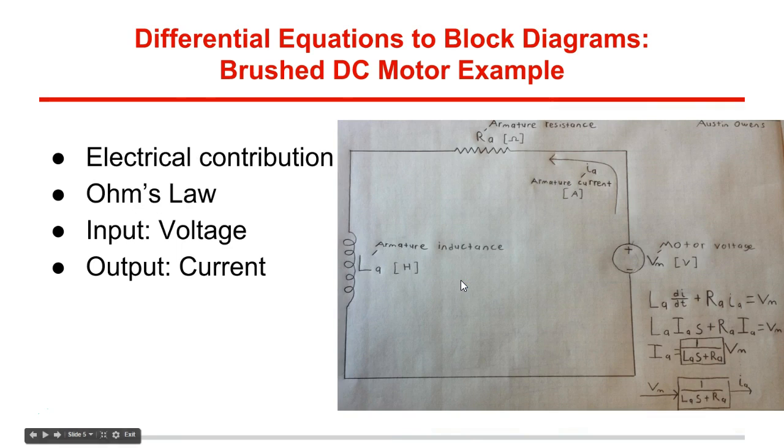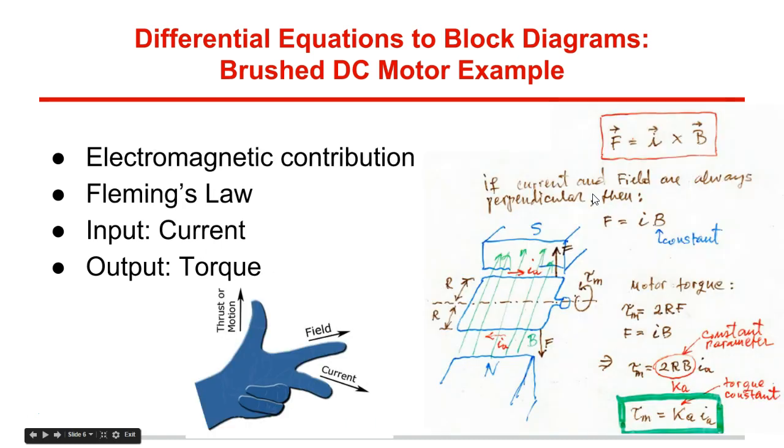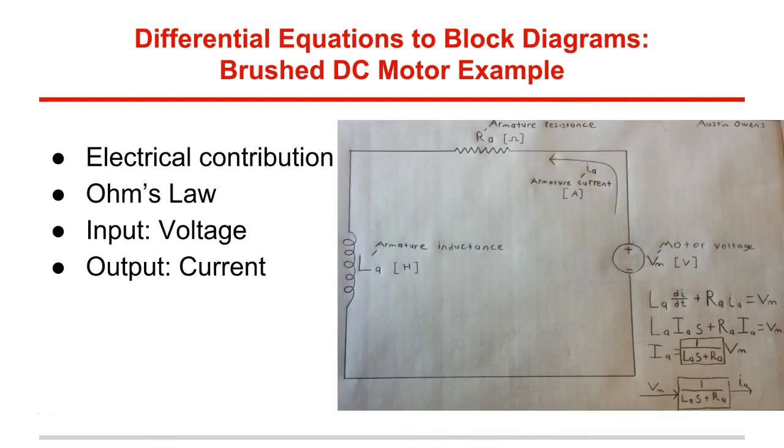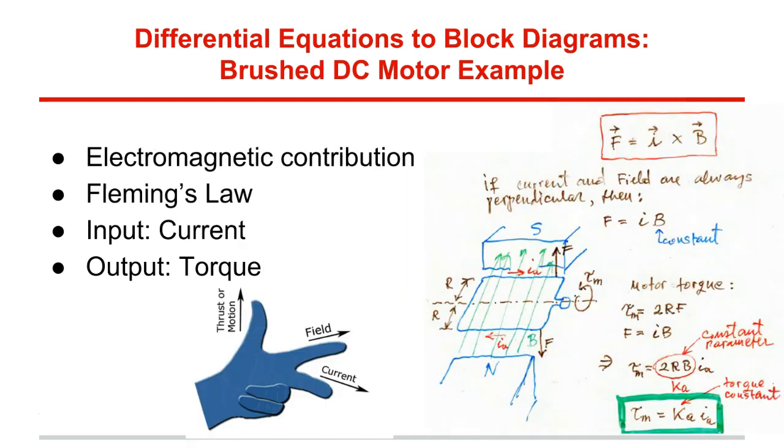We went over the electrical system. This is the electrical component of a motor, and we used Ohm's law. The input was a voltage and the output was a current. What I just did, the same rules apply for all of the other components that we're going to do. For this particular case, it's slightly different. You're still wanting to make a block for the control system. You're still having the input be a current because the output of this was a current. So the input on the next one needs to be a current, and your output needs to be something else going into the next block.